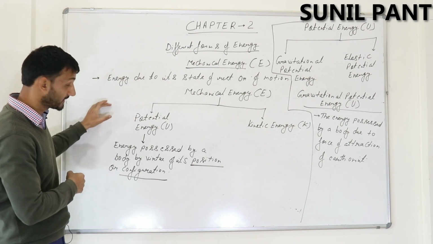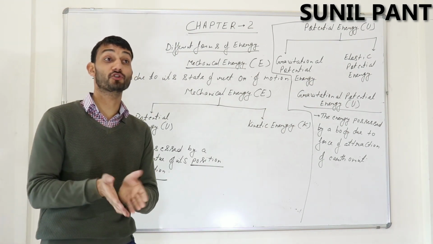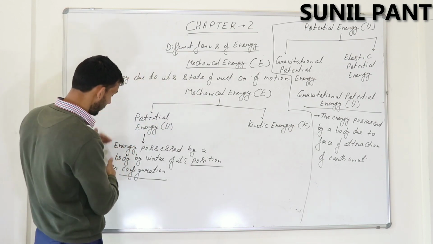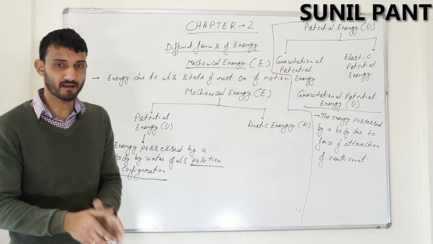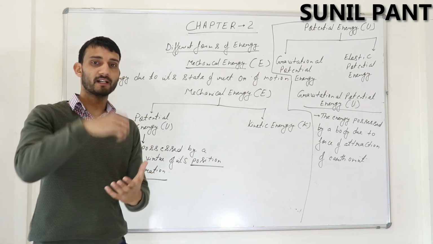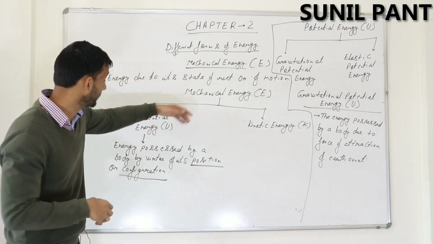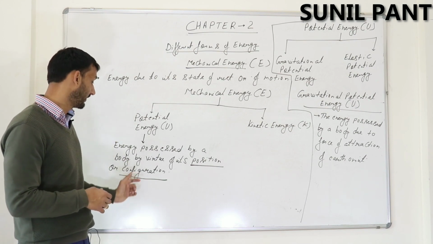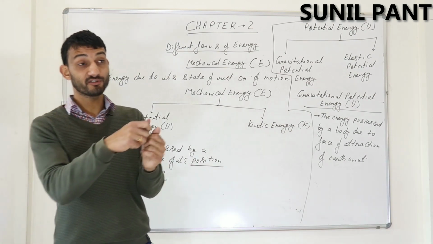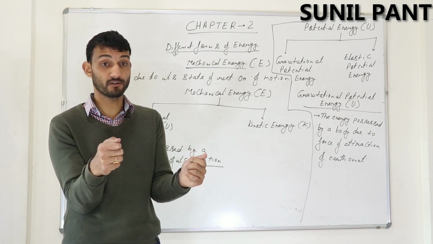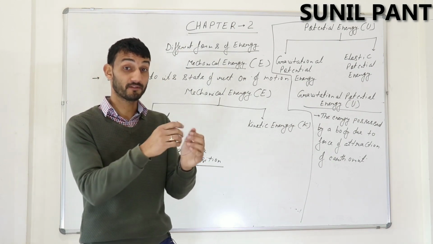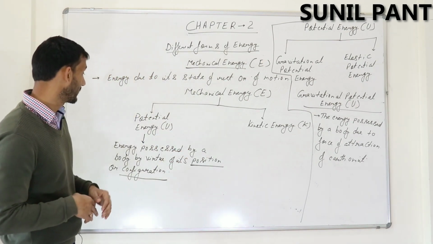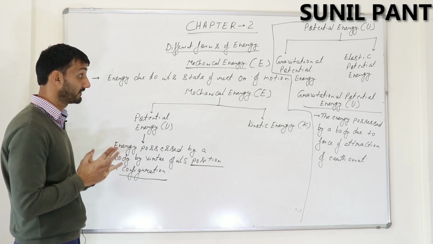Potential energy is the energy possessed by any object by virtue of its position or configuration. Like the fan which is fixed to the ceiling, it has some position from the ground level. This is potential energy, or any configuration. If you take a rubber band and stretch it, there is a change in the configuration. The energy possessed by the rubber band, if you leave it, will be the potential energy.